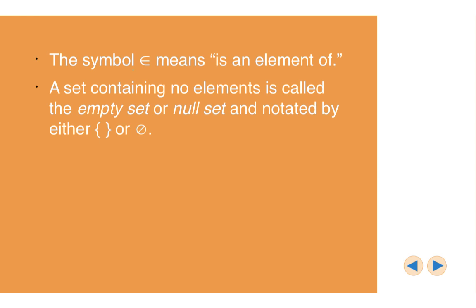The symbol ∈ means "is an element of." A set containing no elements at all is called an empty set, or null set. And it's notated by either an empty set of braces, or the circle with a line through it.